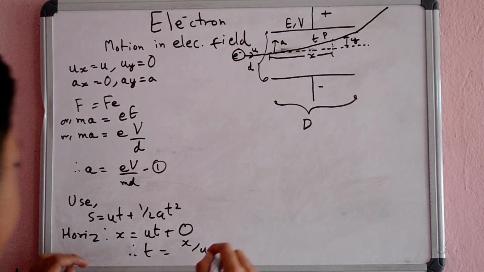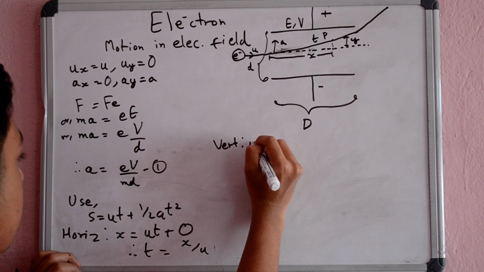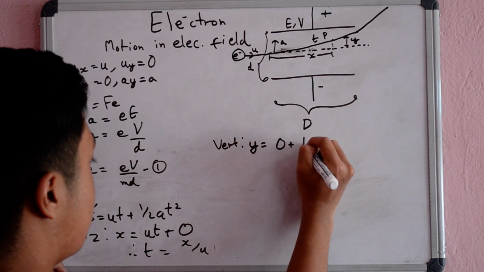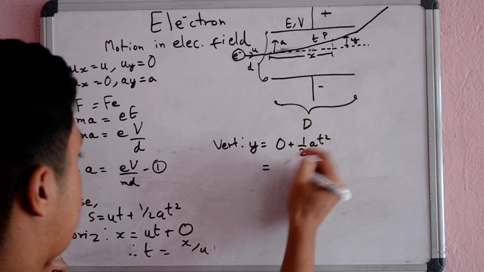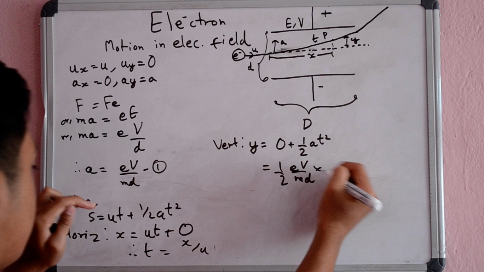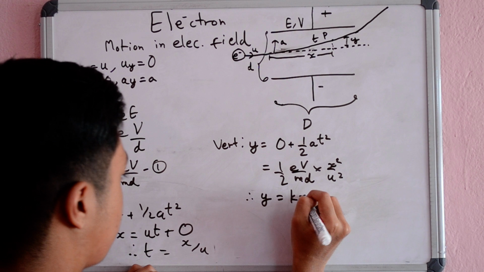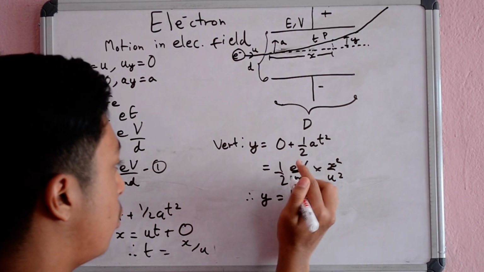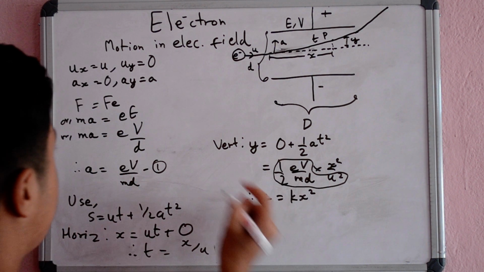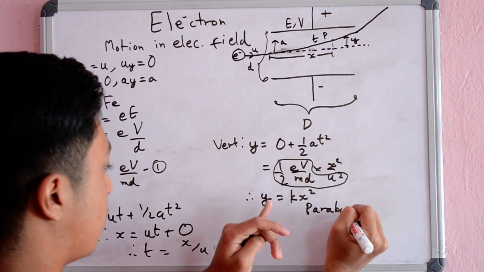So now let's take the vertical component. So vertical, this becomes y equals to initial velocity uy, which is 0, so this is 0 plus half at square. Now you can use the acceleration as eV by md into time square, which is x square by u square, and we can write y equals to kx square, where k is 1 by 2 eV by md u square. We need this to show that the motion of electron in electric field is parabolic, because this is an equation of a parabola.